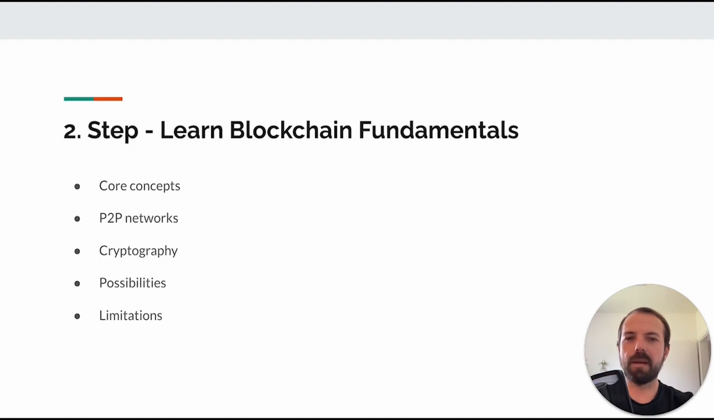The second step is learn blockchain fundamentals. So I tell you that you really need a basic and a fundamental understanding of how blockchains are working. So you need to understand what the core concepts of a blockchain are and how they are working. You need to understand how peer-to-peer networks are functioning, how they are working, what the problems can be.